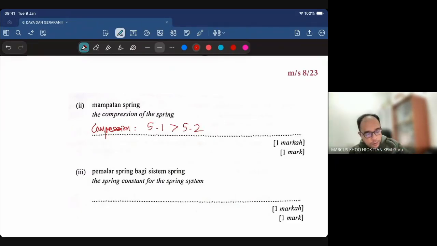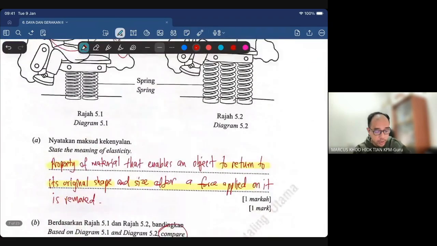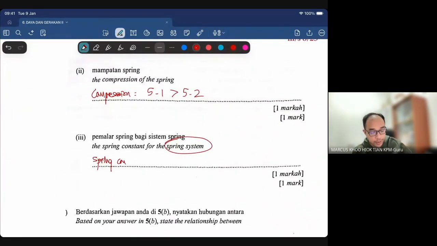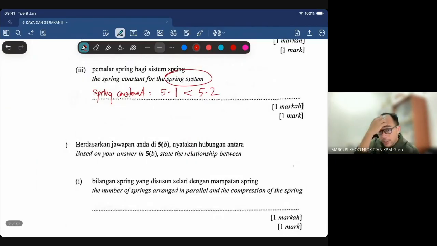The spring constant for the spring system. Remember, the word spring constant refers to the stiffness. If it is very stiff, then it's very hard to compress. So the spring constant, I wonder whether it's given. Oh, it's not given. So you have to understand this. Okay, so the spring constant in this particular case will be 5.1 is smaller than 5.2 because it's harder to compress 5.2. That's why the stiffness is bigger. So remember, spring constant is a representation of the stiffness of the spring. I think if you understand this, it's pretty easy to understand spring constant.